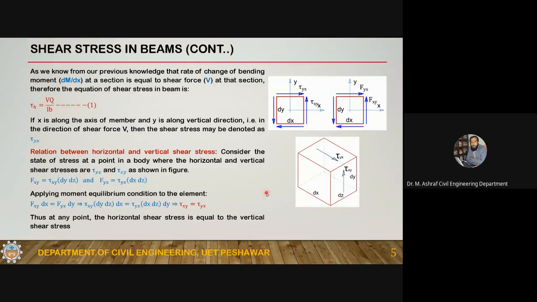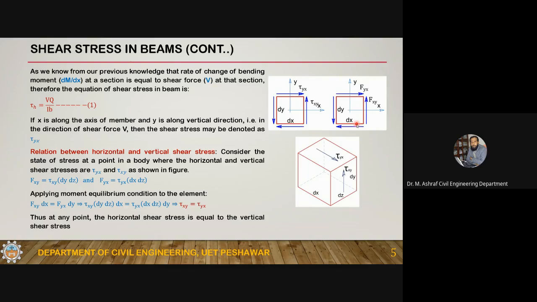And fyx is acting on what? dz and dx. So multiply dx and dz with the tau yx. Now plug in the value of the stresses and apply the equilibrium condition. These two forces, this one and this one, are creating a couple, and these two are also creating a couple. This couple is counterclockwise and this is clockwise.